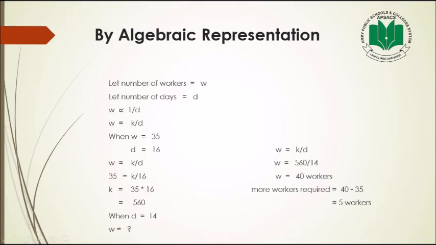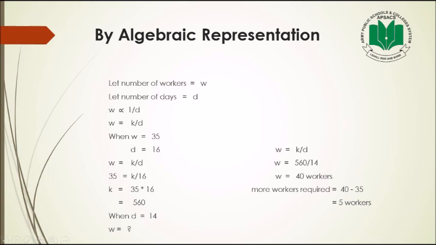Students, you can also solve this question by algebraic representation. For this purpose, let number of workers be W and number of days be D. W is inversely proportional to D, so W will be equal to K over D. Now put the values W is equal to 35 and D is equal to 16 in the above equation. We will get 35 is equal to K over 16. K will be equal to 35 multiplied by 16. K will be equal to 560.